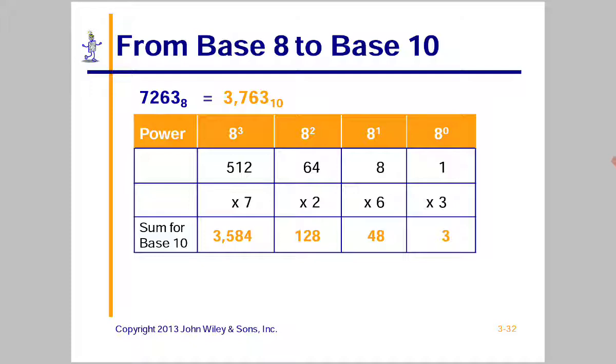So 3 into 8 power 0 plus 6 into 8 power 1 plus 2 into 8 square plus 7 into 8 cube. So how to write on the paper? 3 into 8 power 0 plus 6 into 8 power 1 plus 2 into 8 square plus 7 into 8 cube. Write in this way. After that multiply each digit: 3 into 1 means 3, 6 into 8 means 48, 2 into 64 means 128, 7 into 512 means 3582.